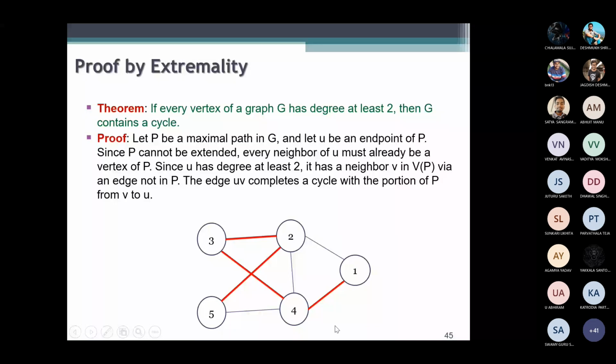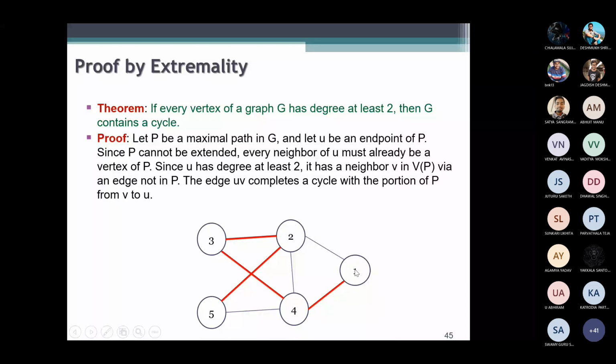So such a vertex cannot exist. Let P be a maximal path in G, and U an endpoint of P, say 1 is U. Then every neighbor of 1 is in the path. 4 is in the path, and 2 is also in the path. Every neighbor of U must already be in P.